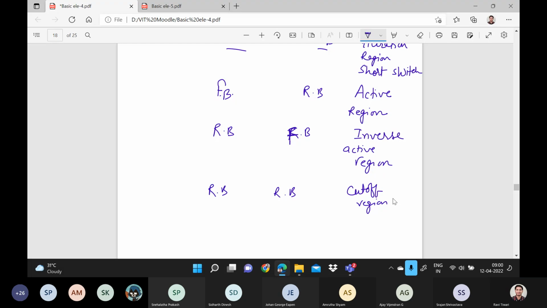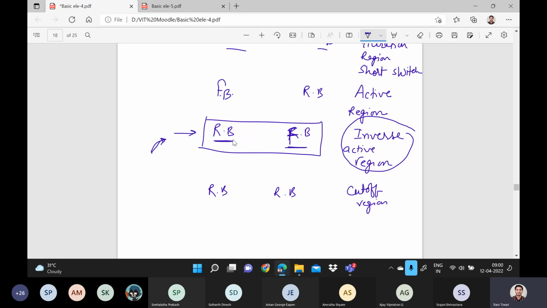Among these possibilities, when the emitter junction is reverse biased and the collector junction is forward biased, it is not suitable for any application, so it is not used. It is the inverse active region. It is not used generally, just for theoretical purposes. Now we will see in detail, starting from the active region, then we will go to the saturation as well as the cutoff region.